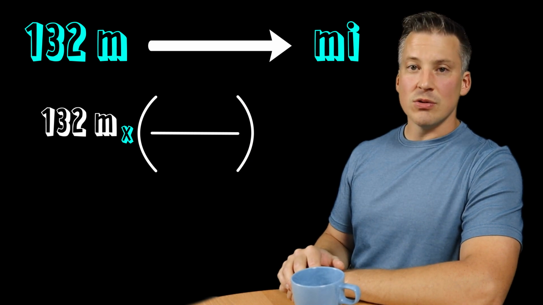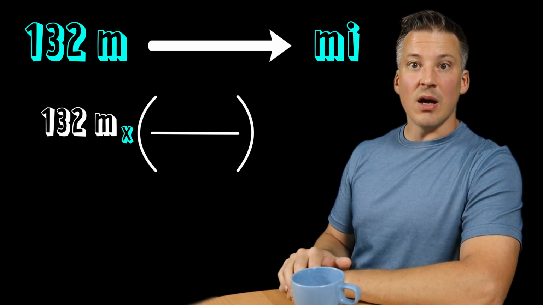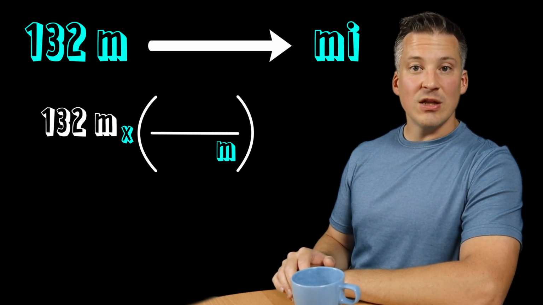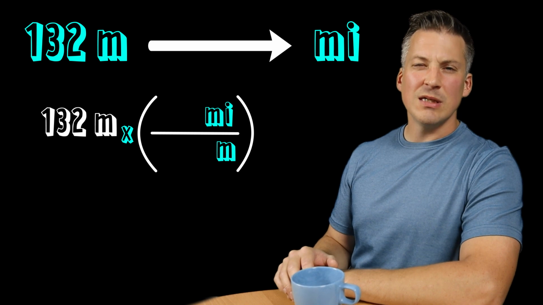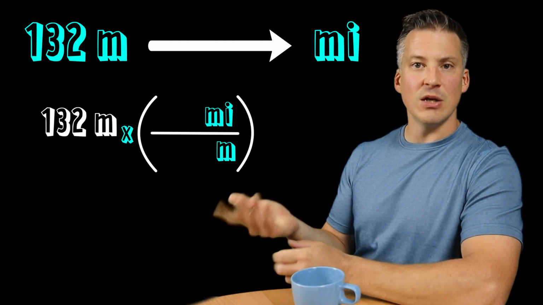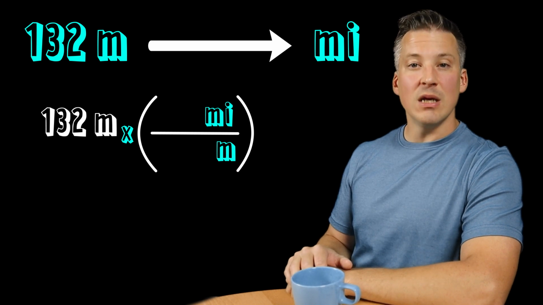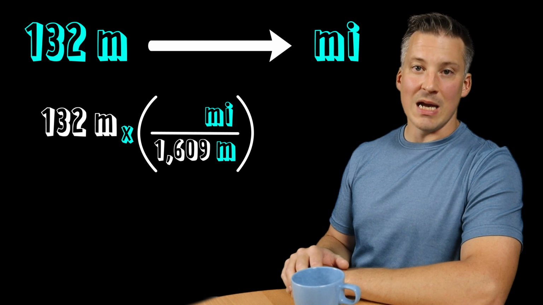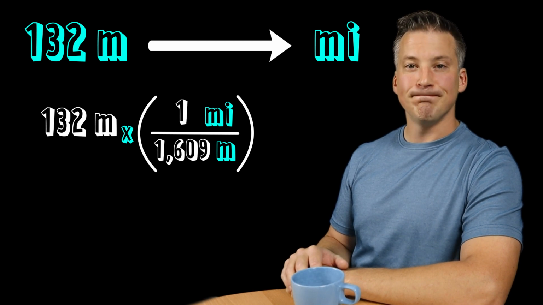Now we want to cancel the units of meters, so they go on the bottom. I want to find the unit of miles, so they go on the top. Now I need to know the relationship between the two, meaning how many meters are in a mile or how many miles are in a meter. It turns out I know how many meters there are in a mile. There's about 1,609 meters in a mile.